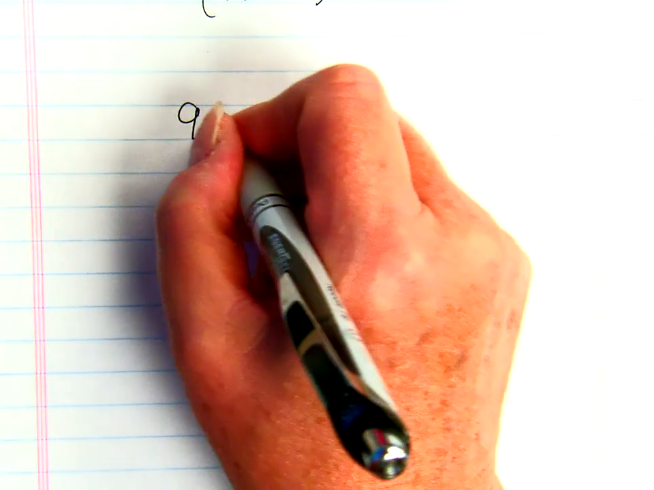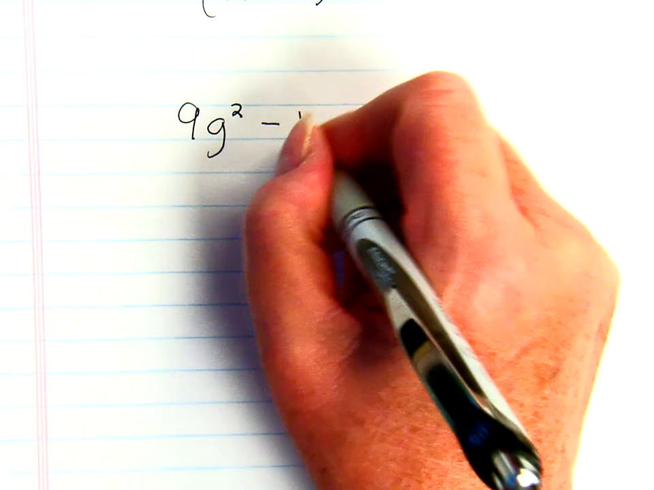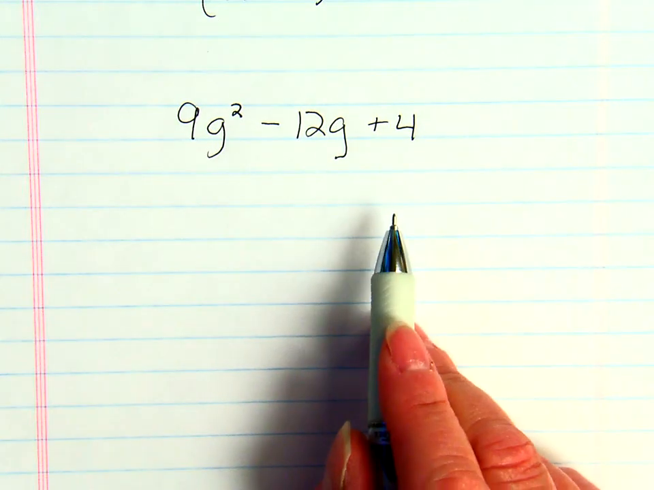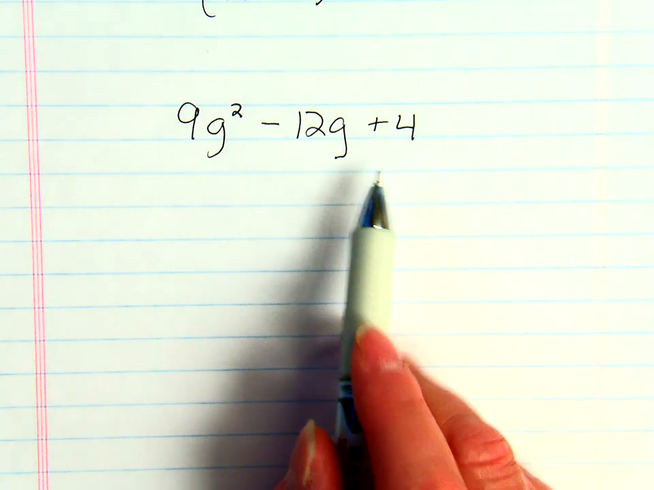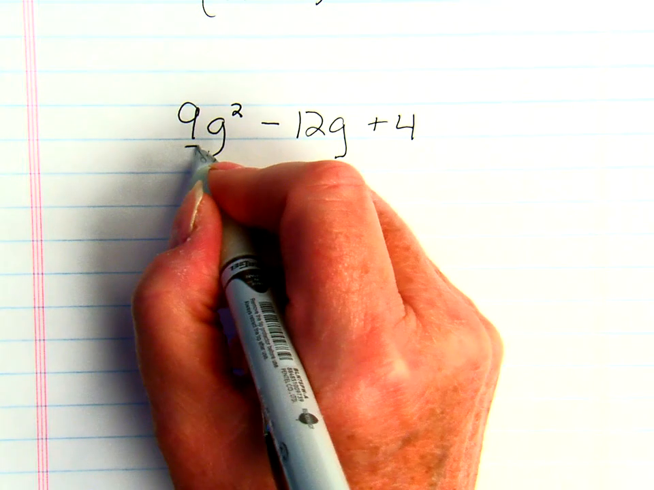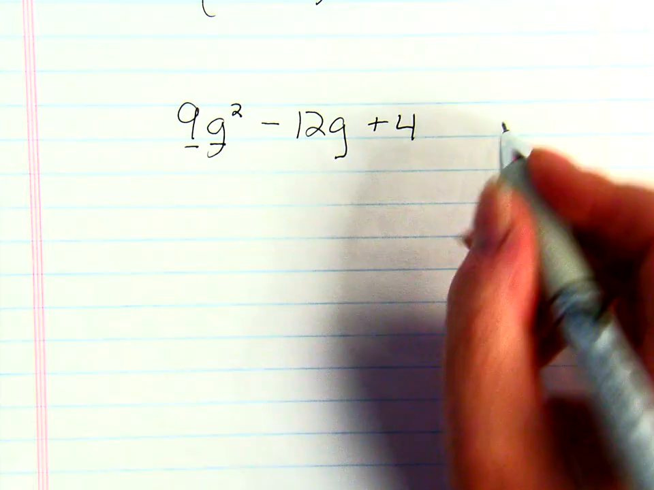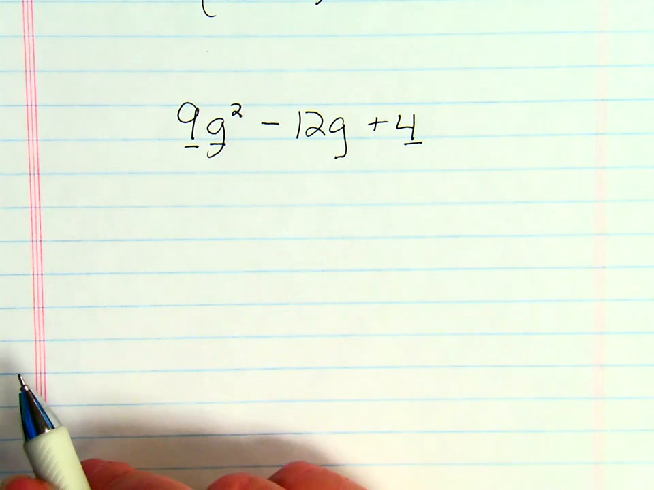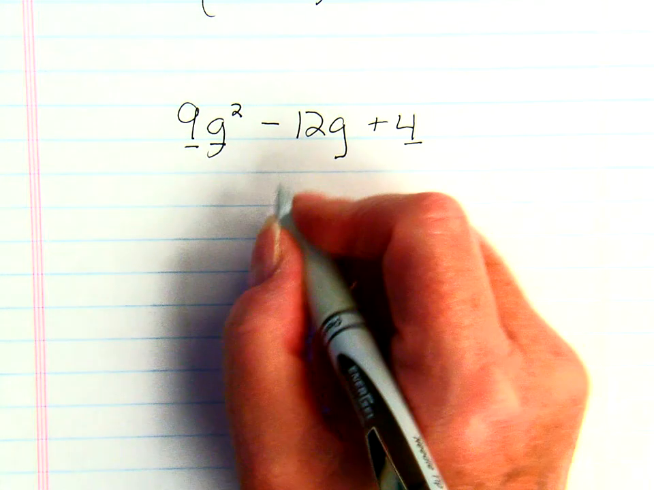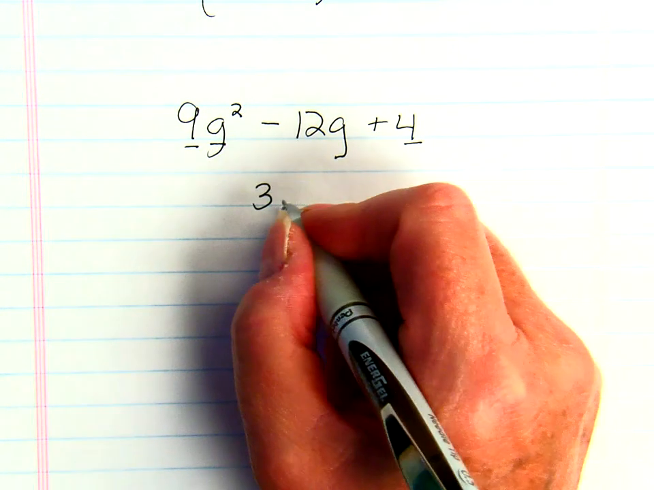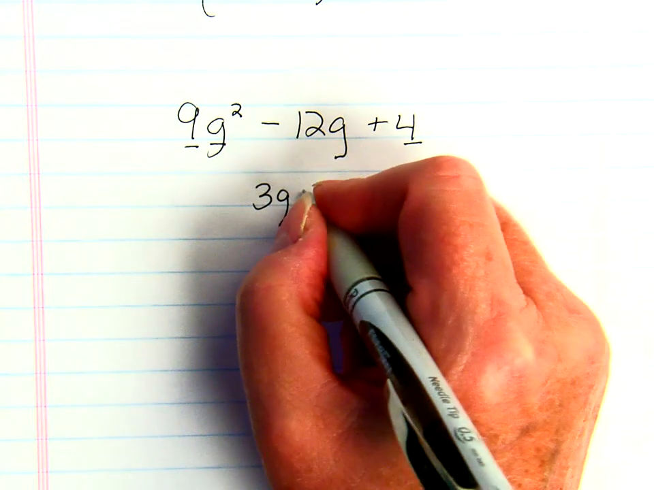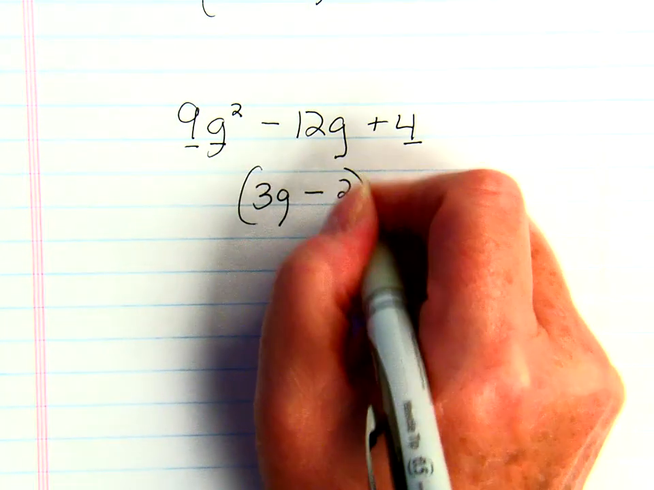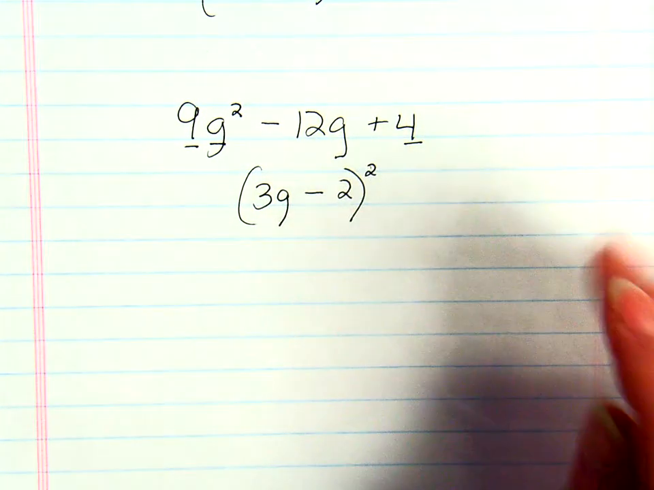Now let's say that we've got an a in front of our x squared. Let's look at 9g squared minus 12g plus 4. We're going to know that this is a perfect square trinomial by looking at the fact that this is a perfect square and this is a perfect square, as well as our c term is a perfect square. You have a negative here, so the square root of 9 is 3, the square root of g squared is g, and minus, square root of 4 is 2.